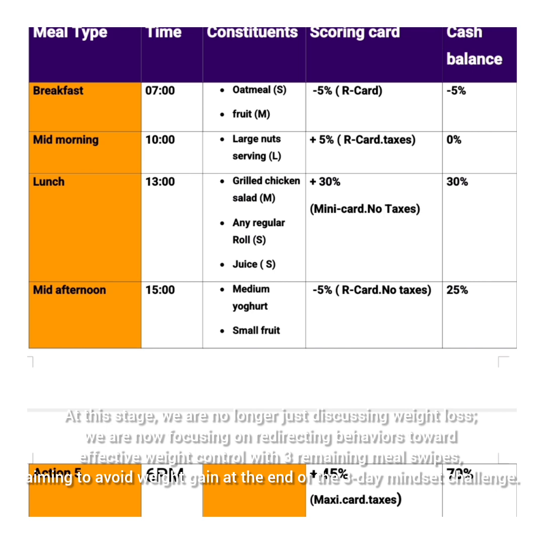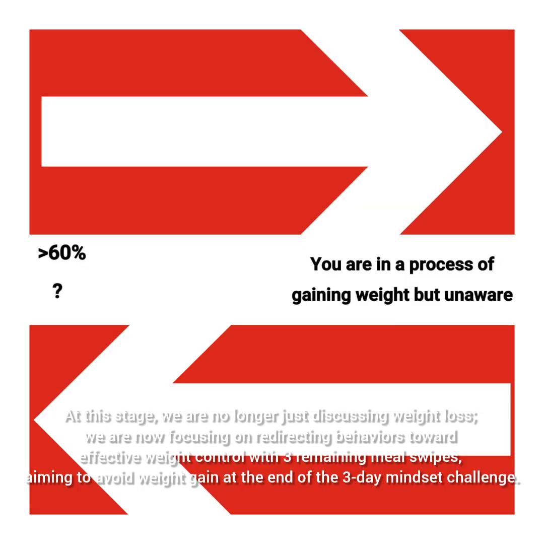At this stage, we are no longer just discussing weight loss. We are now focusing on redirecting behaviors toward effective weight control with 3 remaining meal swipes, aiming to avoid weight gain at the end of the 3-day mindset challenge.